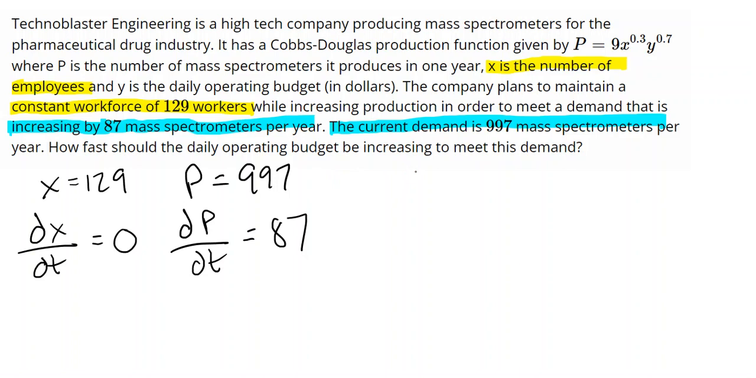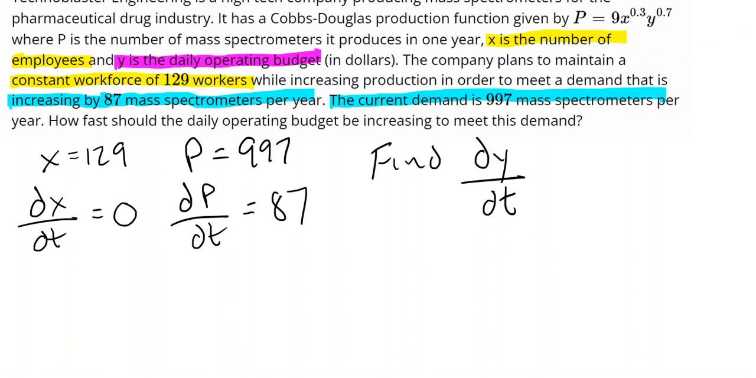What we're looking for here is how fast should the daily operating budget be increasing? Well, the daily operating budget is y, which is told to us up here. So what we're looking for is the change in y with respect to time. To do this, we need to go to our production function, which is P equals 9x to the 0.3 times y to the 0.7.